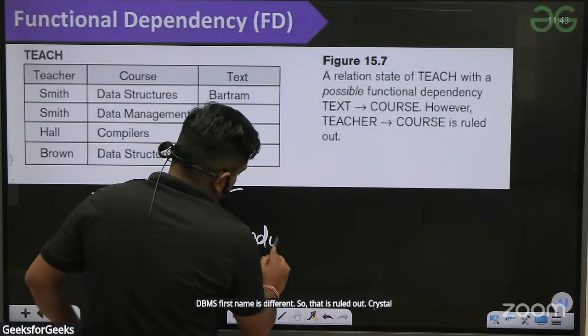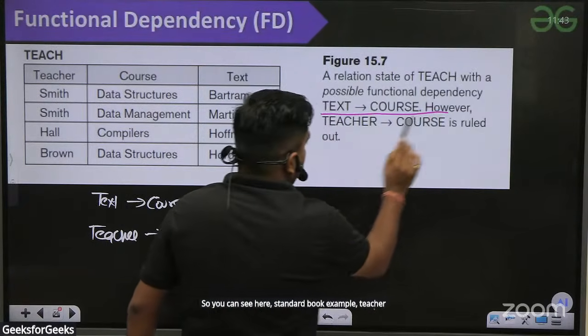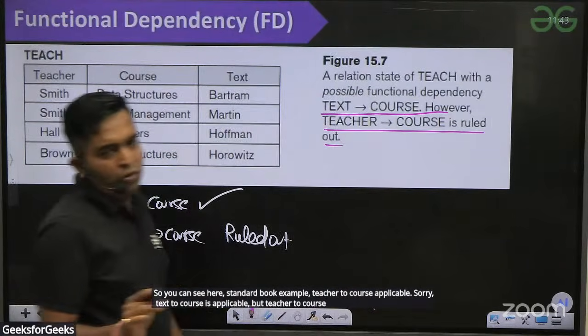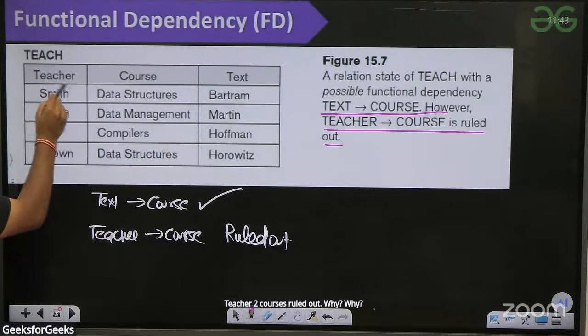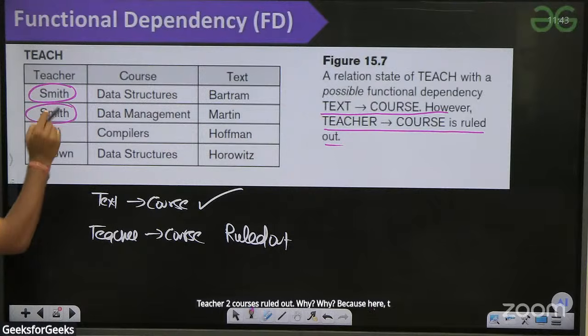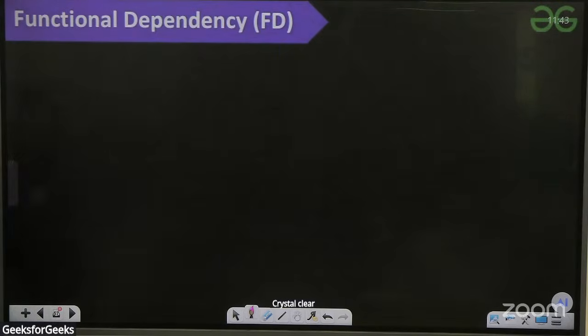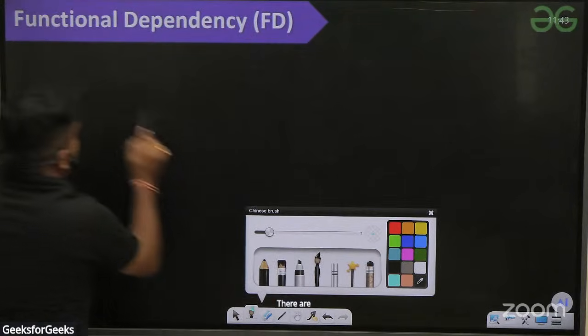Still clear? So you can see here, in the standard book example, text to course is applicable, but teacher to course is ruled out. Why? Because here T1.x equals T2.x, but T1.y equals T2.y is not the same. Crystal clear?